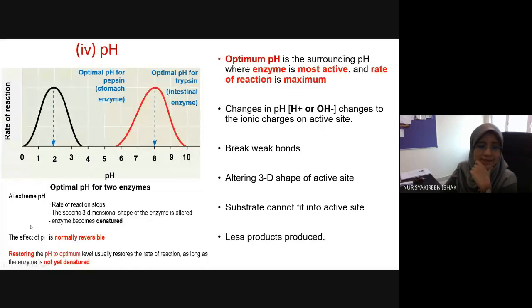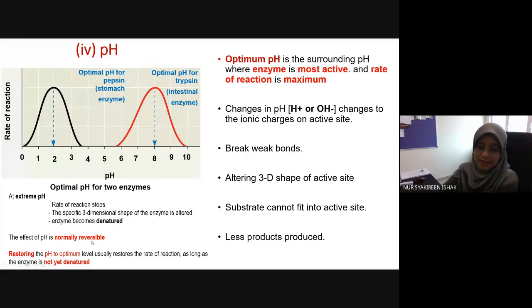This one I added a little. So at extreme temperature, rate of reaction stops. The specific 3D shape of the enzyme is altered and enzyme becomes denatured, because the enzyme loses its functional shape, due to the breaking of weak bonds that hold the shape of the enzyme together. Okay, so the effects of pH is normally reversible.